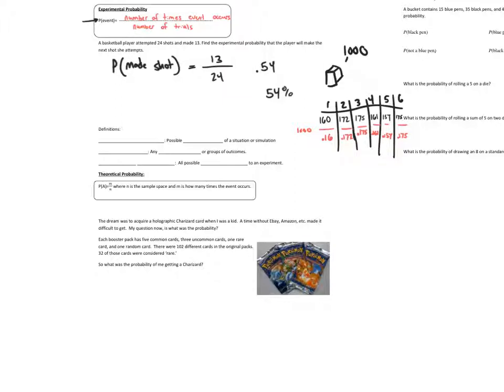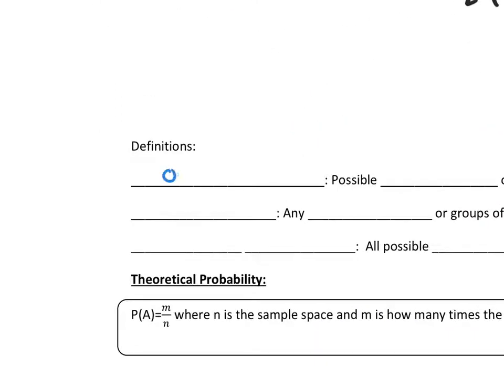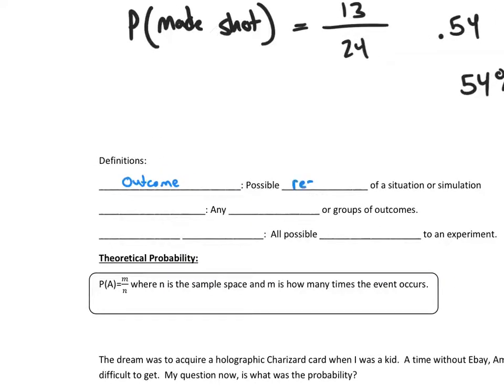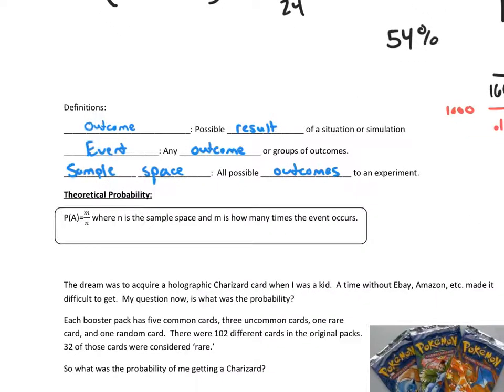An outcome is a possible result of a situation or simulation. An event is any outcome or groups of outcomes. And then there's something called a sample space, which is all possible outcomes to an experiment.